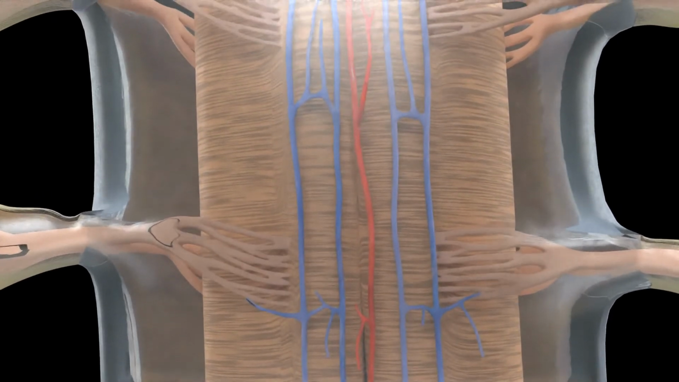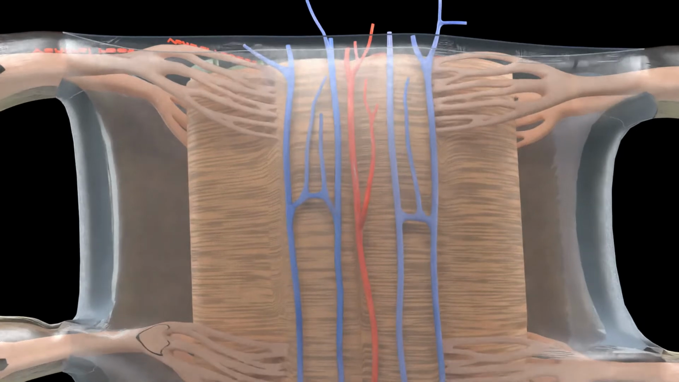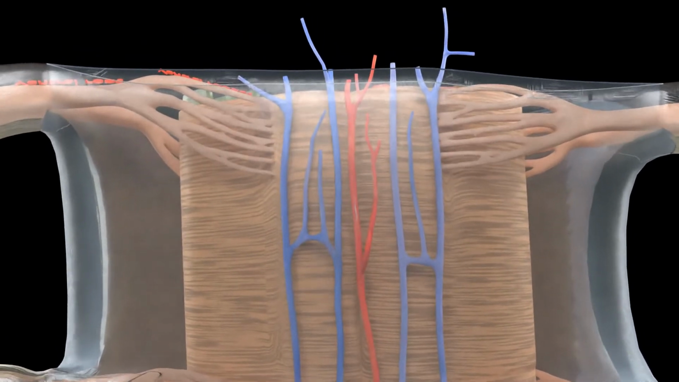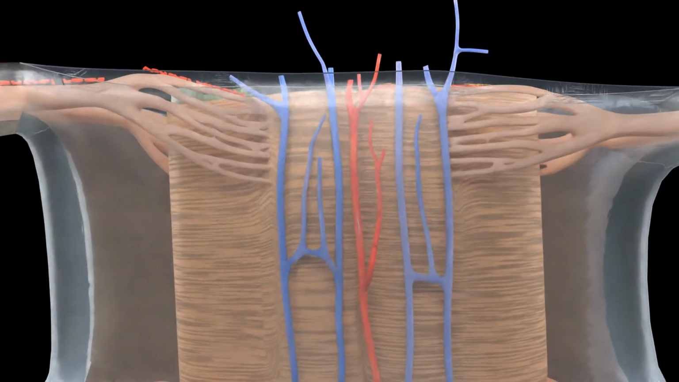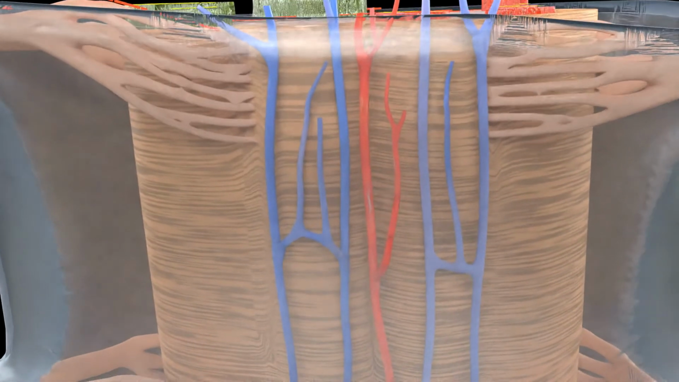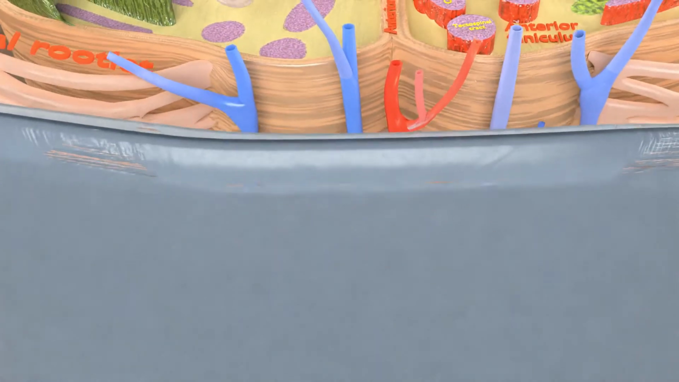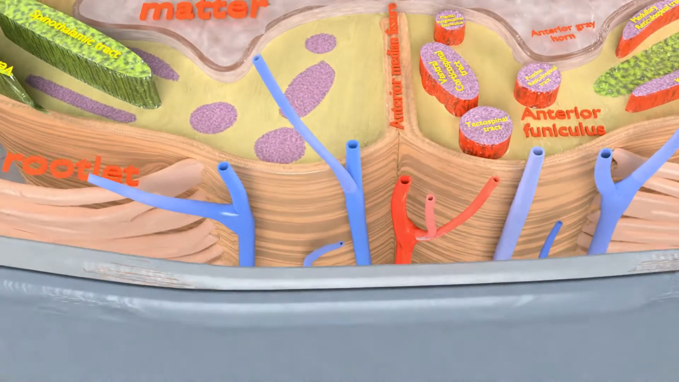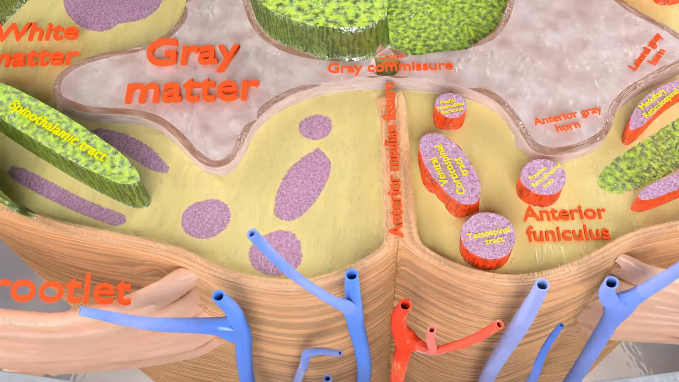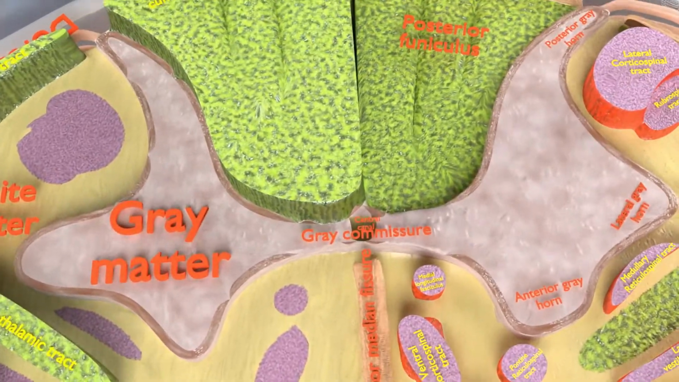Two prominent grooves or sulci run along the length of the spinal cord. The anterior median fissure is the groove in the ventral side and the posterior median sulcus is the groove in the dorsal side. The anterior funiculus is limited medially by the ventral median sulcus and laterally by the ventrolateral sulcus.